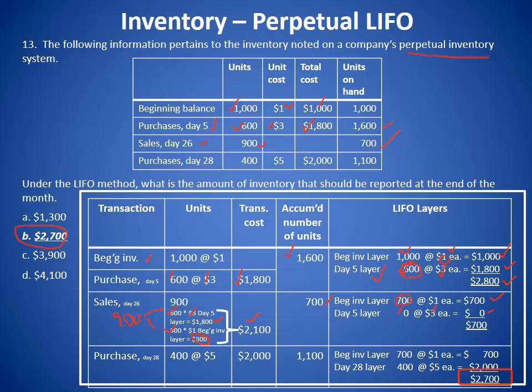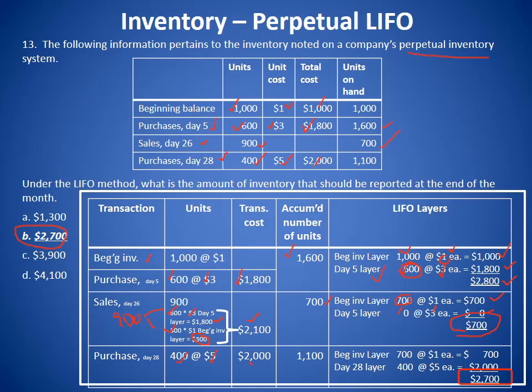So the total value of my inventory at LIFO at this point in time now is $700. Now I go into the last point where I purchased on day 28, 400 units at $5 a unit. So here's my purchase of 400 units at $5 a unit, and my total transaction cost is $2,000.